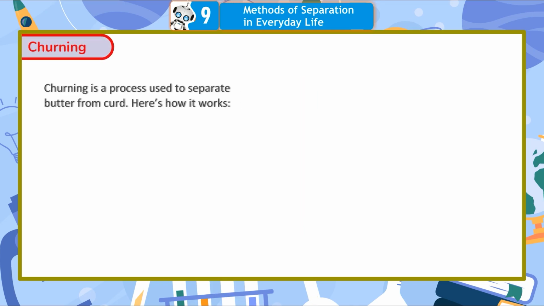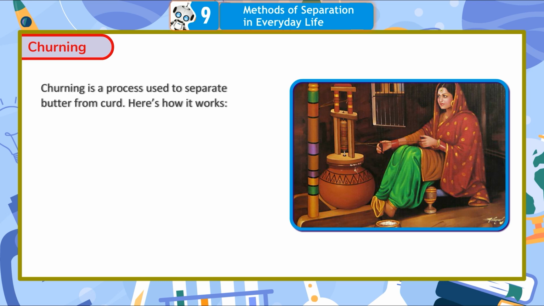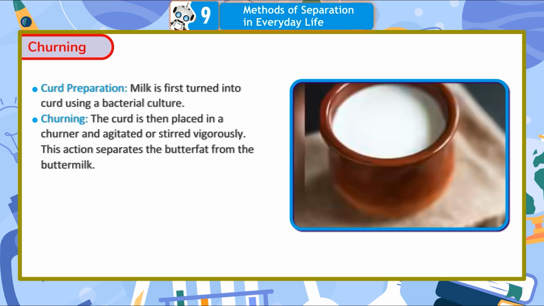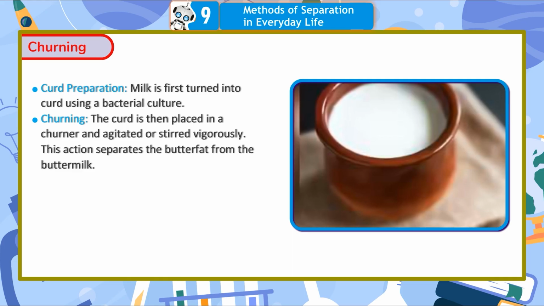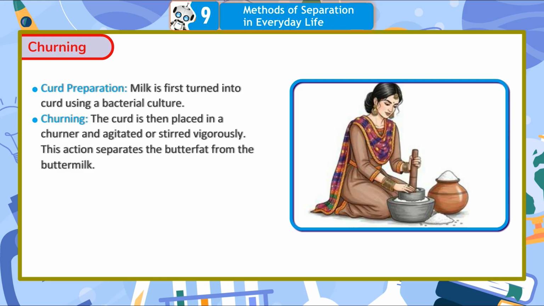Churning. Churning is a process used to separate butter from curd. Here's how it works. Curd preparation. Milk is first turned into curd using a bacterial culture. Churning. The curd is then placed in a churner and agitated or stirred vigorously. This action separates the butter fat from the buttermilk.